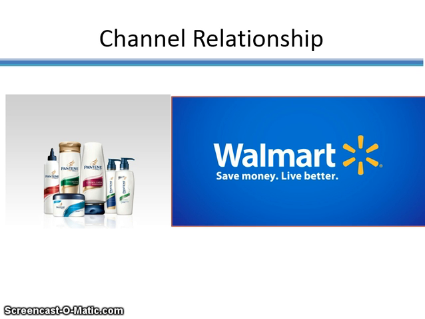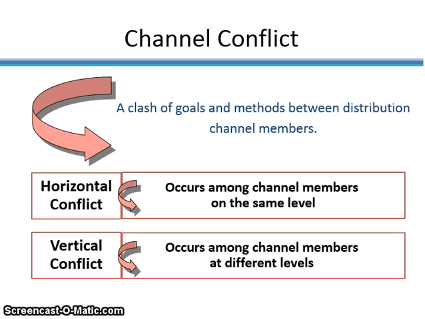Another great example is between Walmart and Procter & Gamble. A lot of collaboration, partnership between these two intermediaries. The last part about this relationship issue has to do with channel conflict. A lot of times there is a lot of clash that happens between channel members. Horizontal conflict is where channel members on the same level are in conflict with each other, so two retailers in conflict with each other. And that's actually somewhat beneficial to the consumer because it leads to a lot of healthy competition.